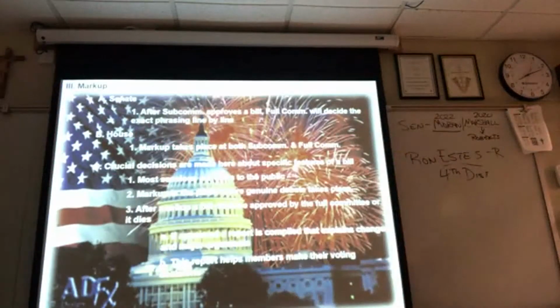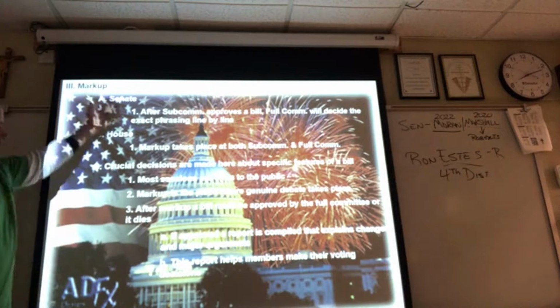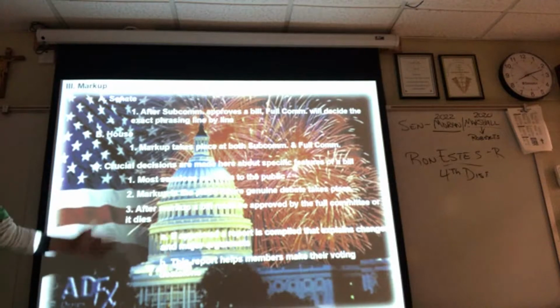And then there's the party leadership that tries to push them to vote with Nancy or Chuck or McCarthy or McConnell, in the House or in the Senate. Okay, so this is step 3. This is where the real work gets done. Then it's got to go to the floor.